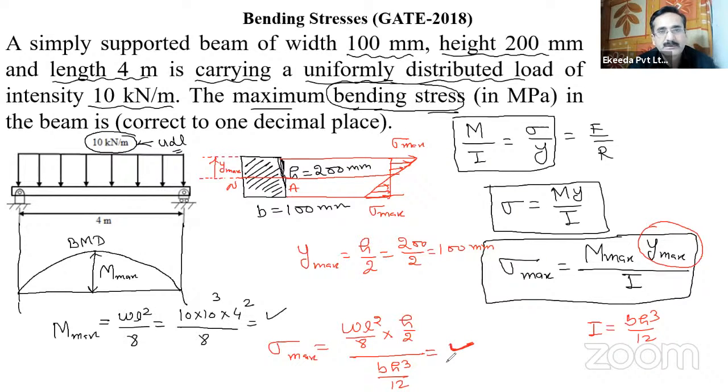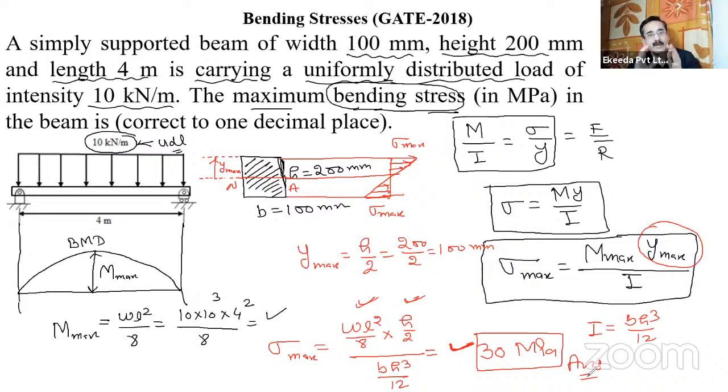What is the maximum bending stress in this case? Sigma max will come out to be, I'm writing directly the answer, 30 megapascal. Solve it and you will get it; values are given to us. W is given, L is given, H is given, B width is given. So 30 megapascal is the answer of this question. This is how we can find out the maximum bending stress in case of any beam.